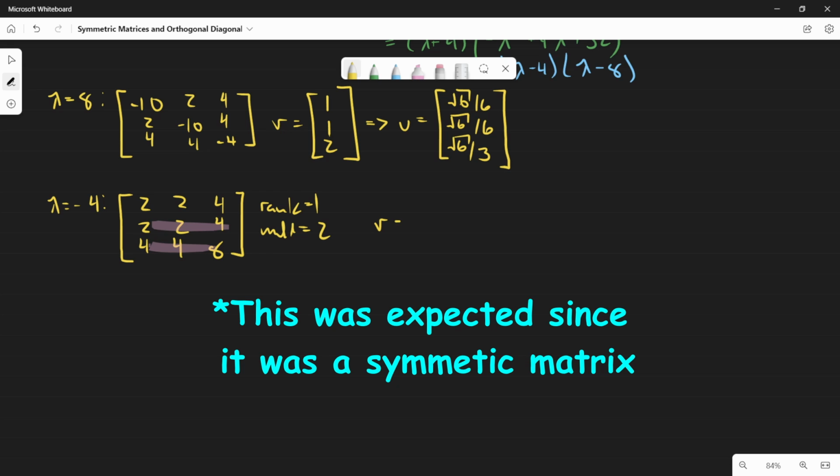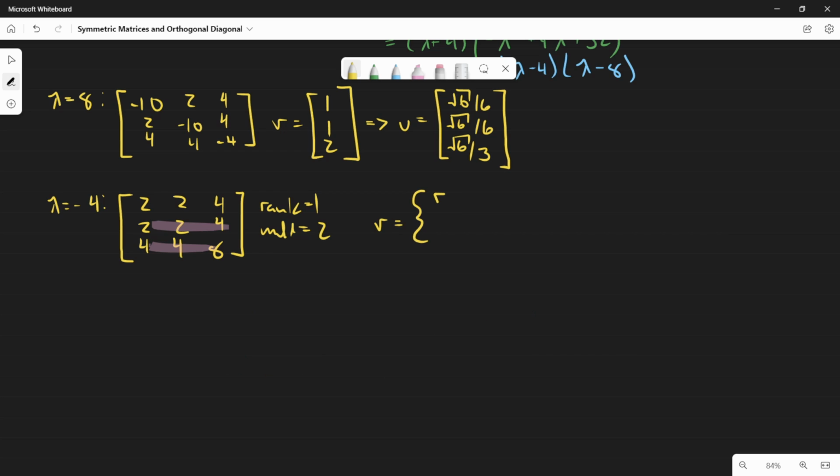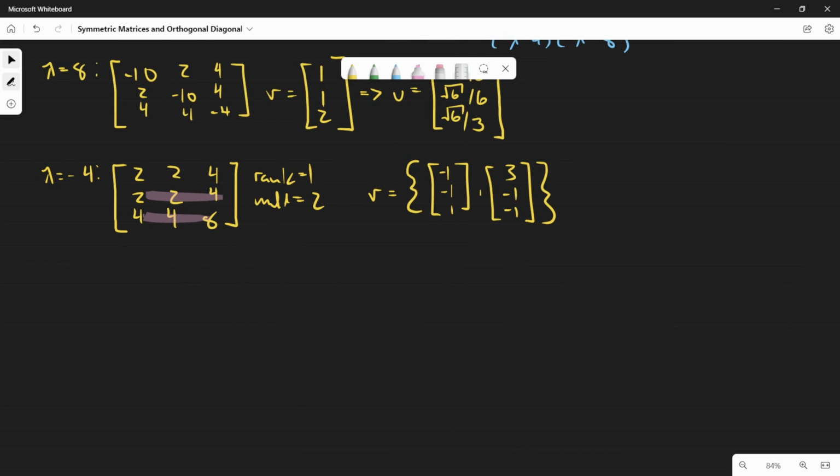So that means the eigenvectors will be 2 of them. The first one being, I think I'll rather do negative 1, 1. That'll be the first one. Then the second one will be 3, negative 1, 1. And so that is our eigenvectors. And now we have to turn this into a unit vector.